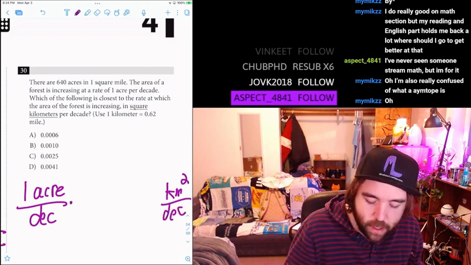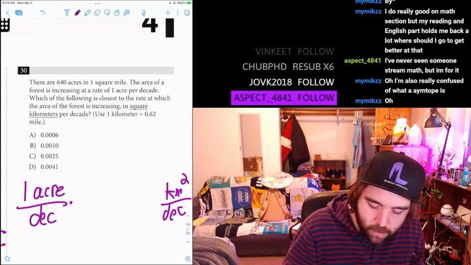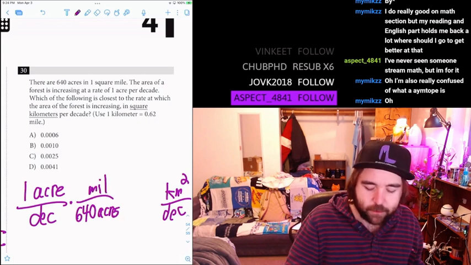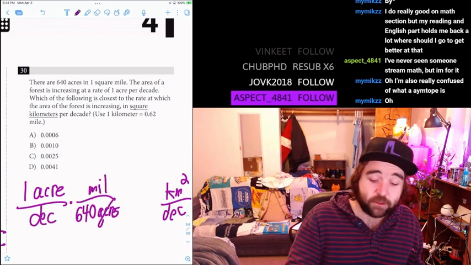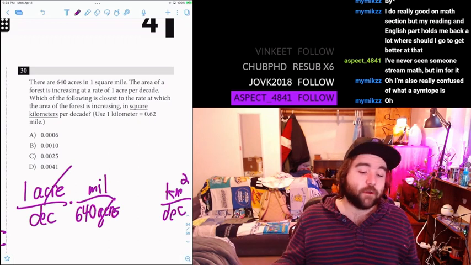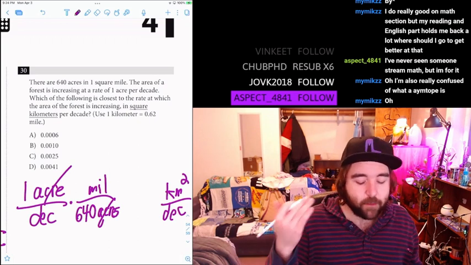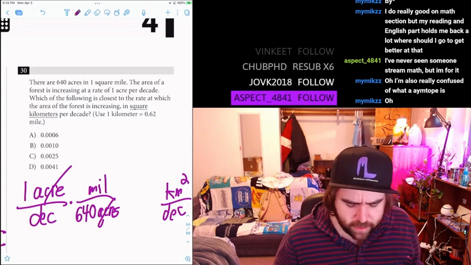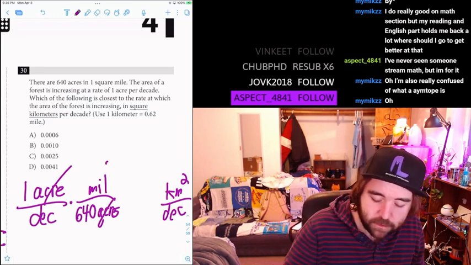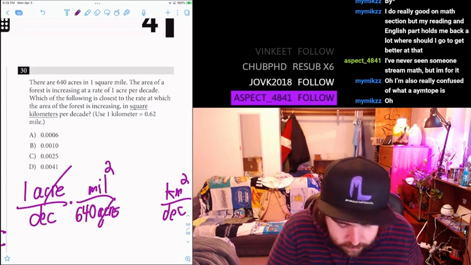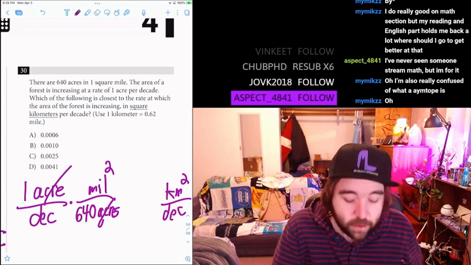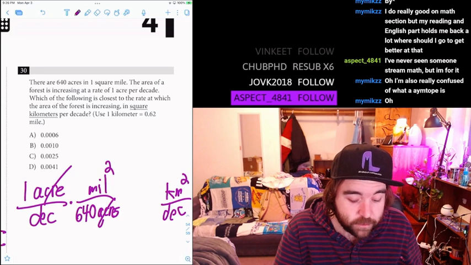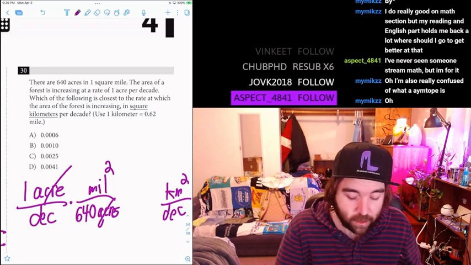We're going to start with our simple, we got to cancel out the acres. And we know that there's 640 acres in a mile. So look how, just like division, acre divided by acre, the acres cancel. Now we're in miles per decade. Except that's not right. This is miles squared. So 1 acre is 640 square miles. So now we're in square miles per decade.